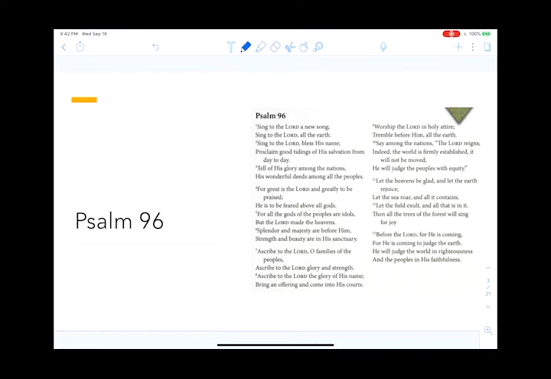Then all the trees of the forest will sing for joy before the Lord, for he is coming. For he is coming to judge the earth. He will judge the world in righteousness and the peoples in his faithfulness.